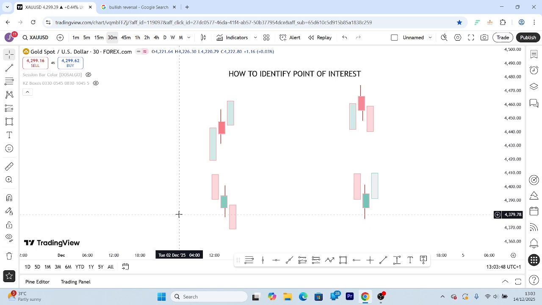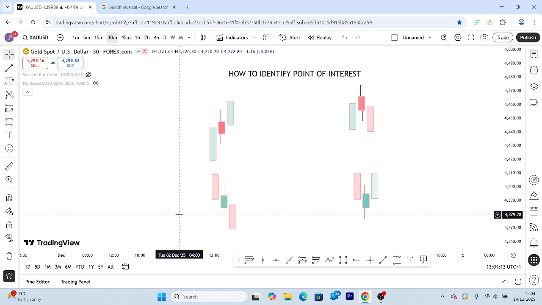But strategies like ICT, SMC, and some other ones use the concept of point of interest for market entry. So what is point of interest? Point of interest is the area of the market where it is believed that when price comes to that area, there's going to be a reversal, right?